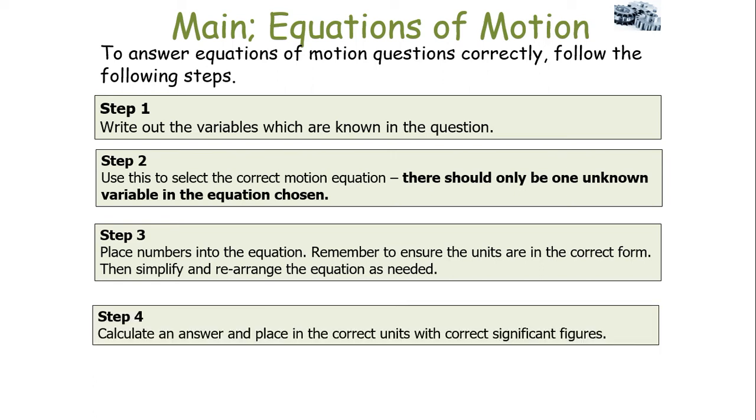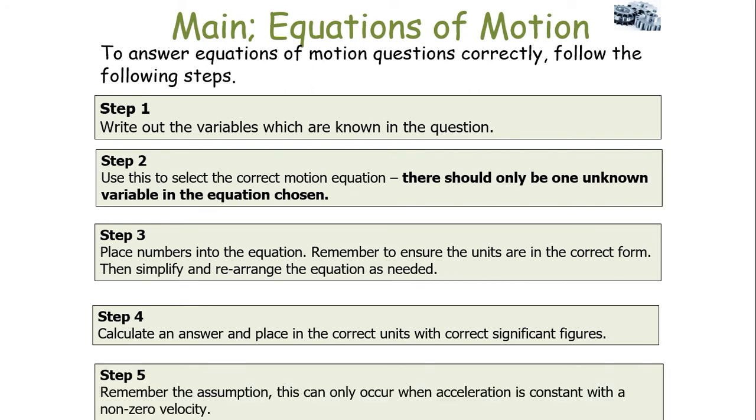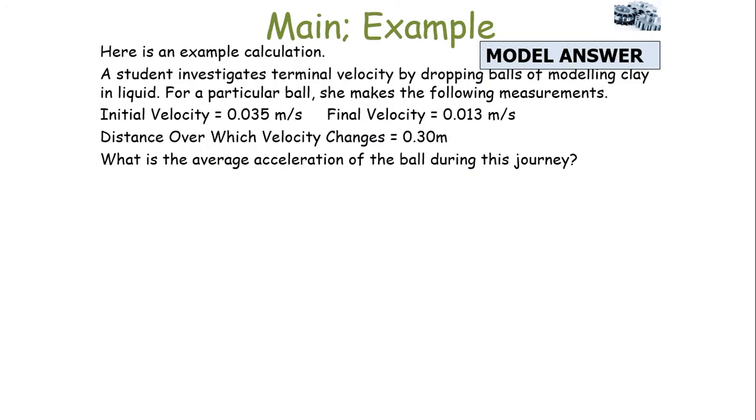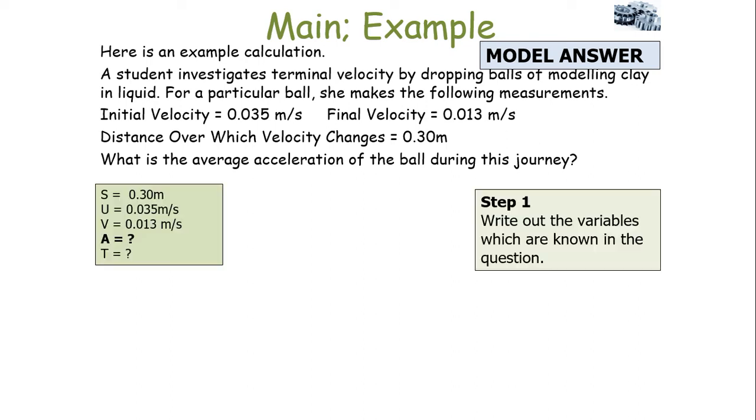Then step 4, calculate an answer, place in the correct units with the correct significant figures, and remember our assumption that the acceleration has to be constant. So let's look at an example question. For a particular ball, you make the measurements that the initial velocity is 0.035 meters per second, the final velocity is 0.013 meters per second, the distance over which velocity changes is 0.30 meters. What's the average acceleration of the ball during this journey?